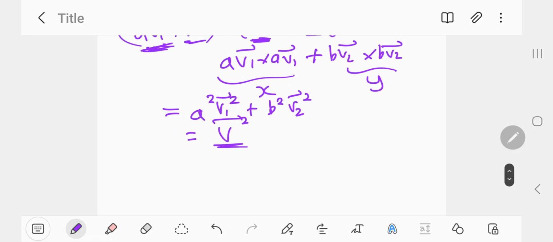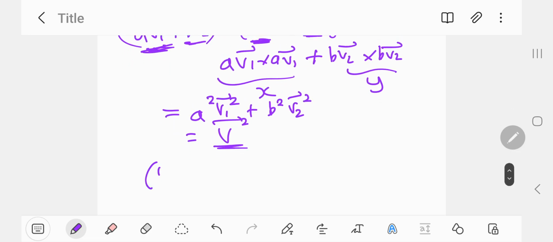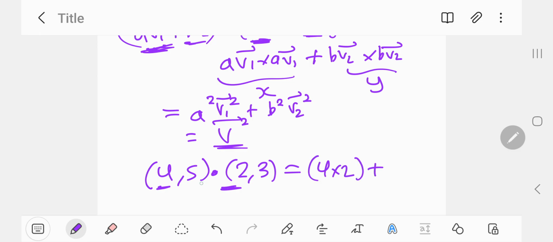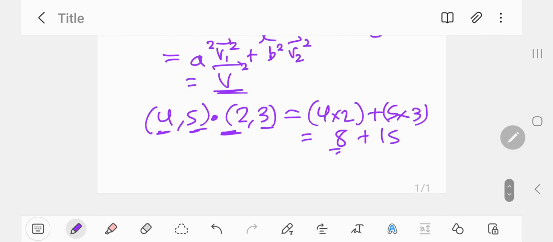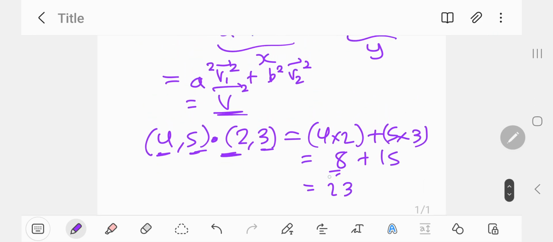You can even do it with numbers. Suppose I've got 4, 5 dotted with 2, 3. It's the same idea. Take the x components, 4 times 2, and then add the y components, 5 times 3. 4 times 2 is 8, 5 times 3 is 15. 8 plus 15 is 23. And that's how you take the dot product.